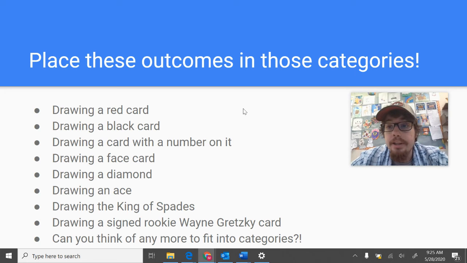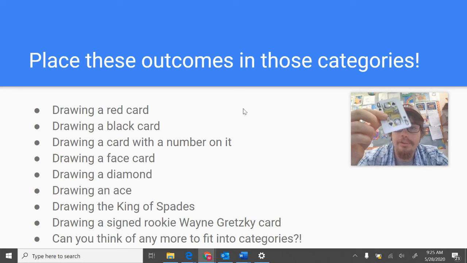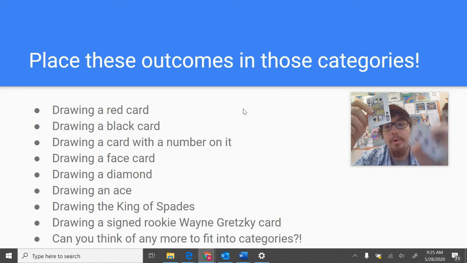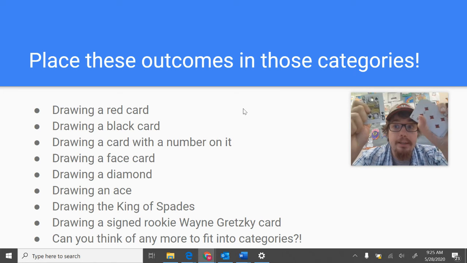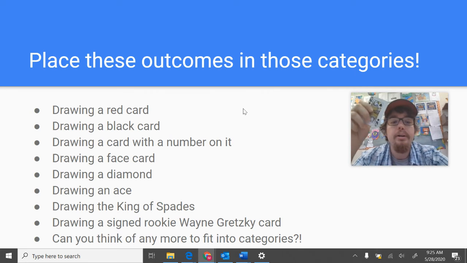Drawing a card with a number on it. I told you that there are more cards in this deck that have numbers on them than faces, like the queens and kings and jacks. So there's more numbers than there are faces. Would that make that outcome likely, certain, impossible, unlikely, or very unlikely?